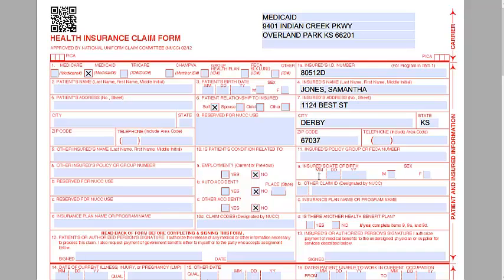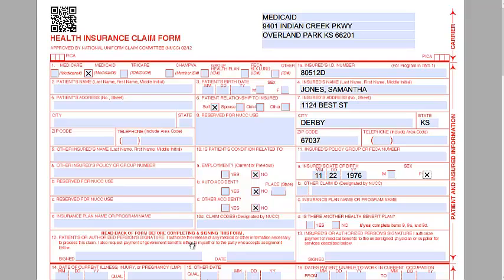Now, this is where we put in the insured's date of birth, in item number 11A. And our patient is a female. Item number 11B is left blank. Item number 11C on a Medicaid claim is left blank. We don't have to fill that out. We leave 11D blank on a Medicaid claim, as well as item numbers 12 and 13.